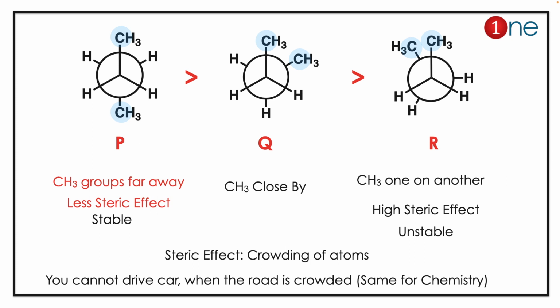So in P, the methyl groups are away, which is more stable. Then Q. In Q, the methyl groups are nearby, relatively less stable than P. If you look at R, the methyl groups are one on another, very unstable, high steric effect. So the most stable conformation is P. The concept you have to learn here is that steric effect decreases the stability of the molecule.